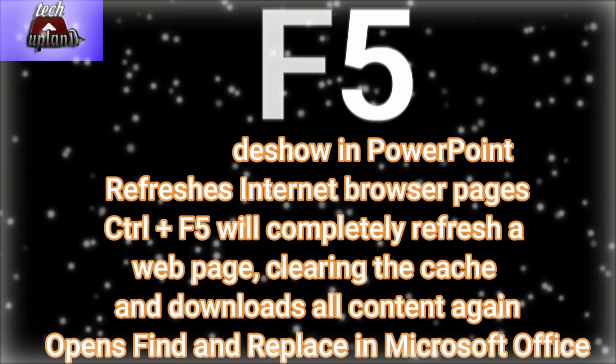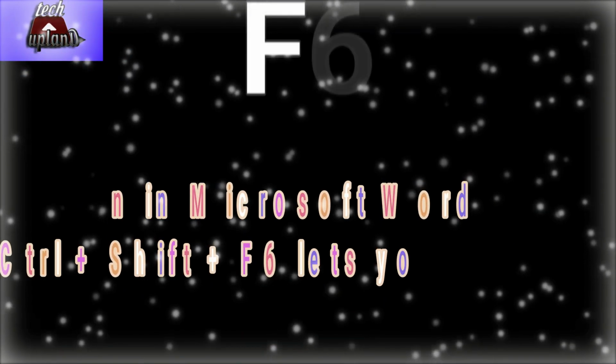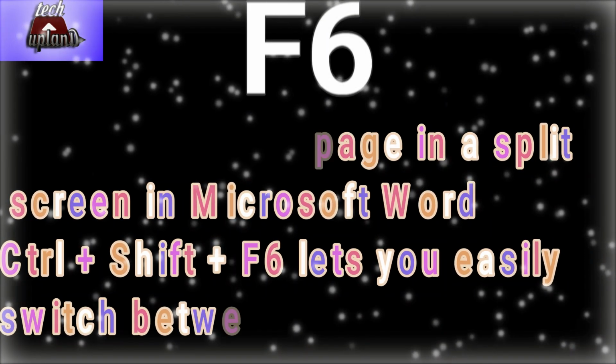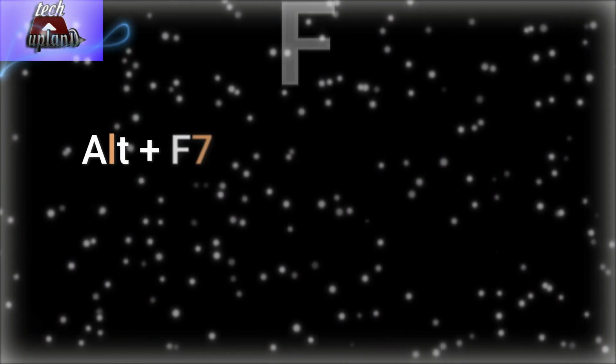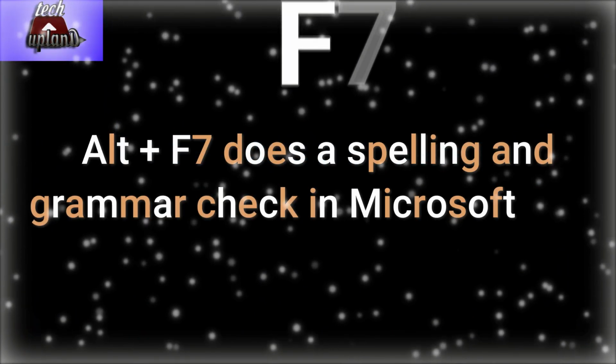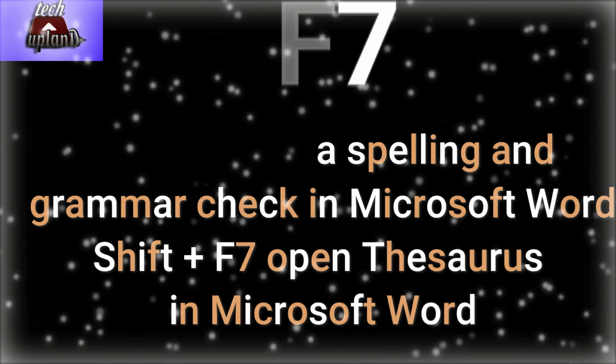Opens Find and Replace in Microsoft Office. Goes to the next page in a split screen in Microsoft Word. Control plus Shift plus F6 lets you easily switch between Word documents. Alt plus F7 does a spelling and grammar check in Microsoft Word. Shift plus F7 opens Thesaurus in Microsoft Word.